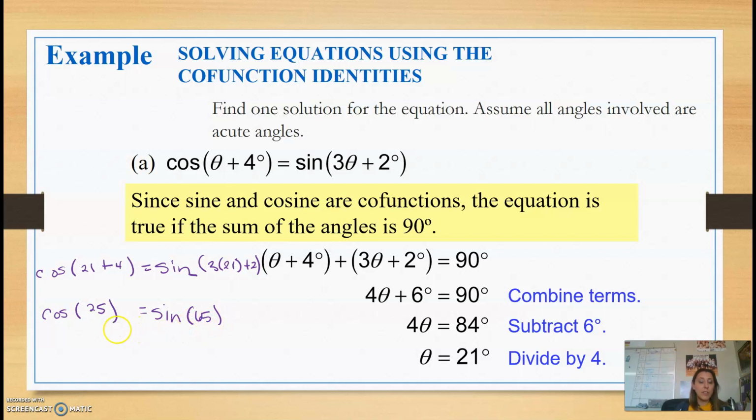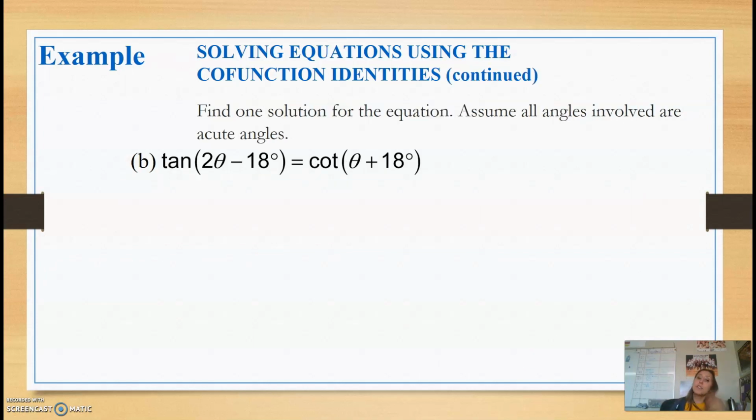So then 25 plus 65 does equal 90. So that works. So you don't have to plug it in. I'm just showing you why it works. So let's do another example.